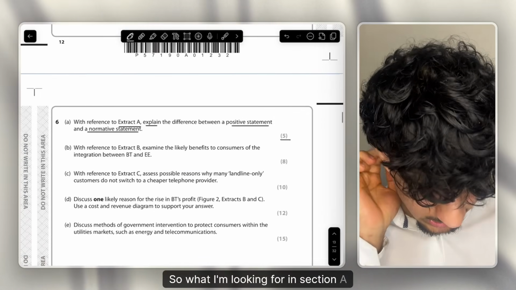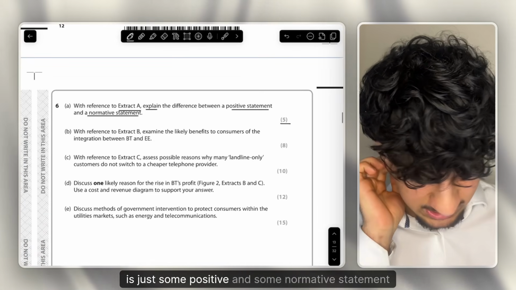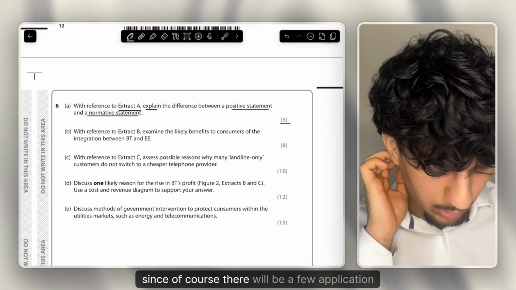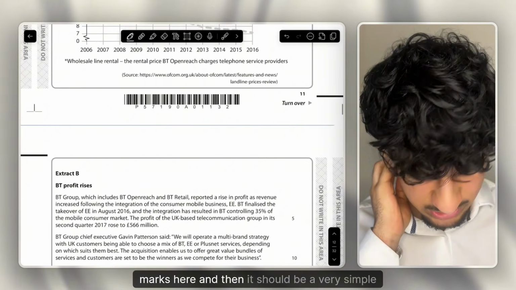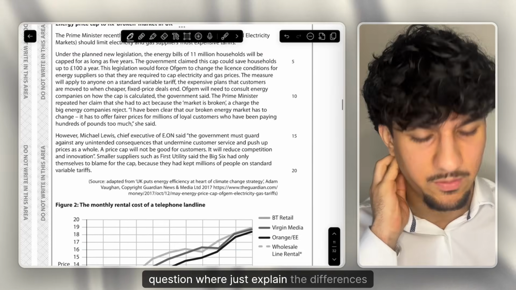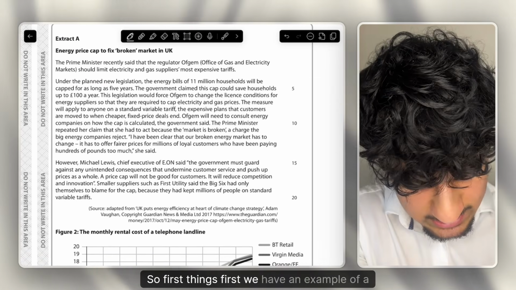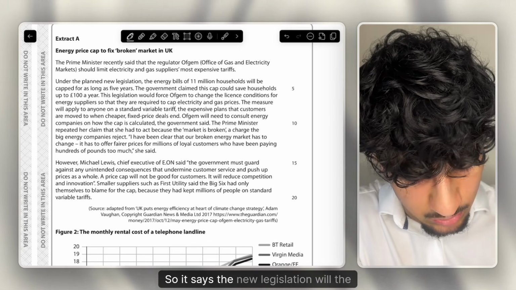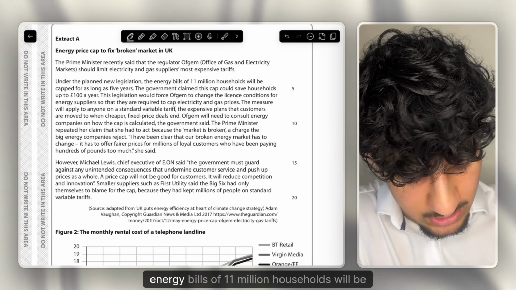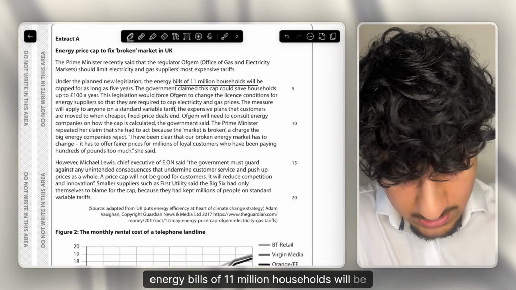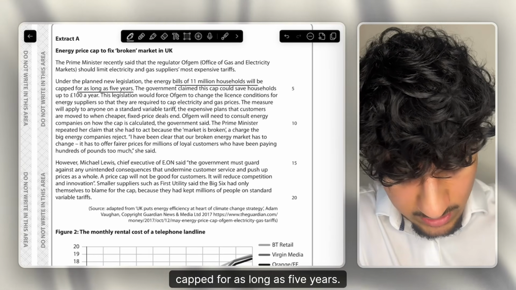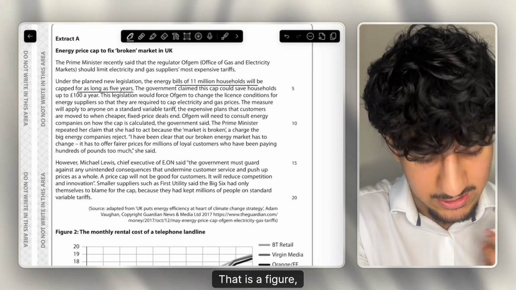What I'm looking for in extract A is just some positive and some normative statements, since of course there will be a few application marks here, and then it should be a very simple question where you just explain the differences between positive and normative, give a few examples, and that should be fine. So first things first, we have an example of a positive statement. It says the new legislation means the energy bills of 11 million households will be capped for as long as 5 years. Of course, that is a stat, a figure, something you can test.